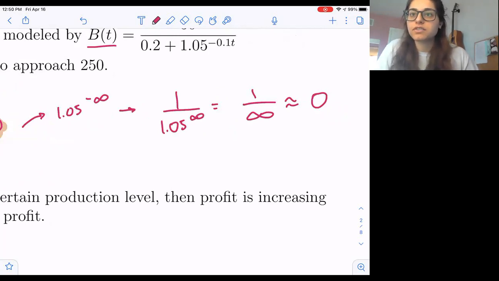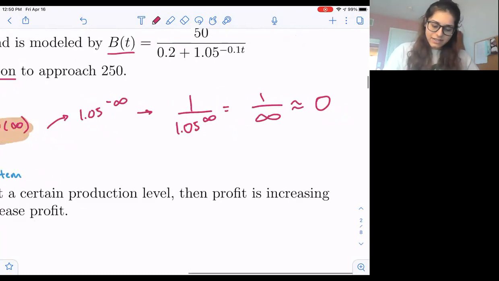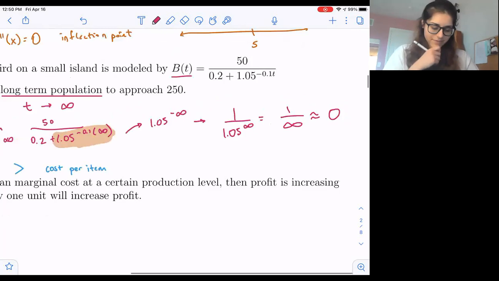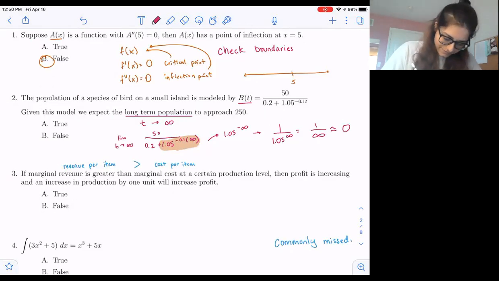And then I have a question here for question 1. Is it false because we can't necessarily prove that it's a point of inflection based on the info provided? Yes, exactly. Precisely. Okay, so for this, that highlighted portion is basically equal to 0.